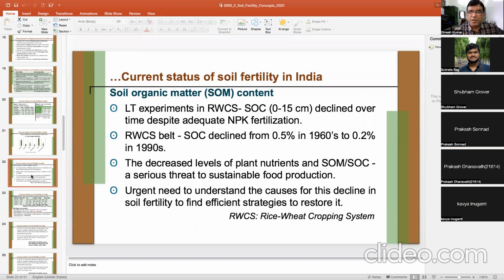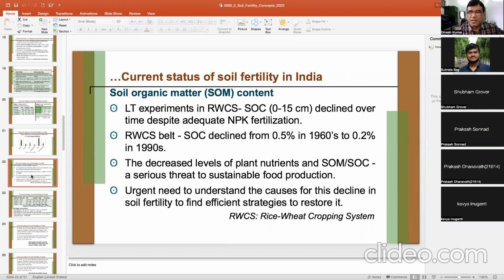So the decreased levels of plant nutrients and soil organic matter, soil organic carbon, is a serious threat to sustainable food production. If our soils are getting deficient in carbon or organic matter, definitely it will be a serious threat. And if we are not able to conserve carbon in the soil or organic matter, that means we are also not helping in controlling the environmental pollution. We are not harvesting carbon dioxide from the atmosphere into the soil.